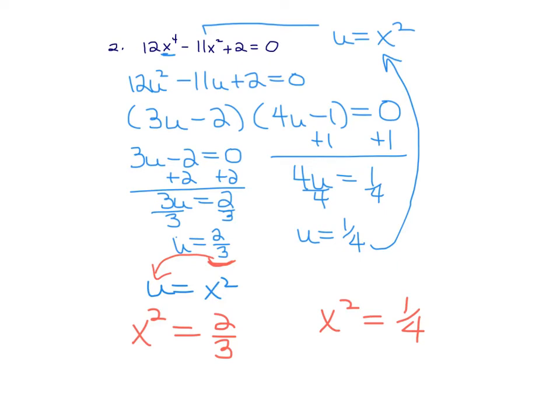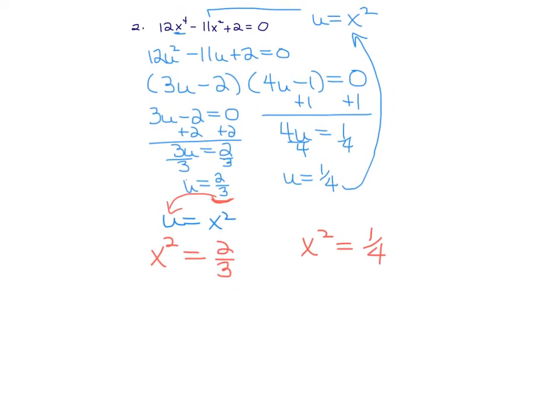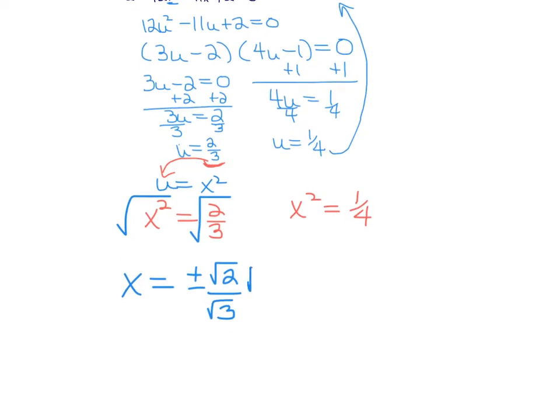And now I have to solve for x squared. So here I'm going to square root both sides. And I get x equals plus and minus the square root of 2 over the square root of 3. Now, I can never ever leave a radical in the bottom, so I need to rationalize. So I'm going to multiply the top by square root 3 and the bottom by the square root of 3, giving me square root of 6 over 3 plus minus.